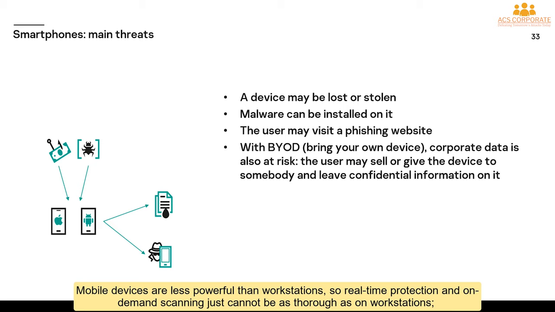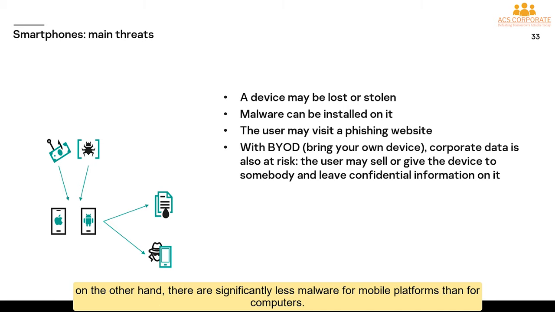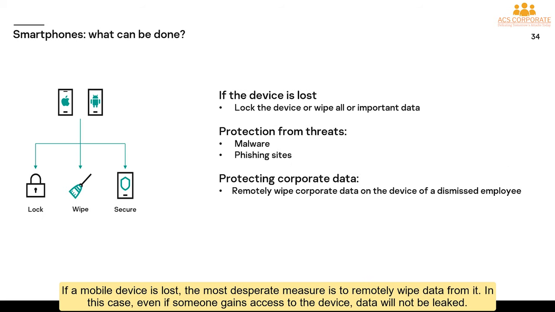Mobile devices are less powerful than workstations, so real-time protection and on-demand scanning just cannot be as thorough as on workstations. On the other hand, there is significantly less malware for mobile platforms than for computers. If a mobile device is lost, the most desperate measure is to remotely wipe data from it. In this case, even if someone gains access to the device, data will not be leaked.